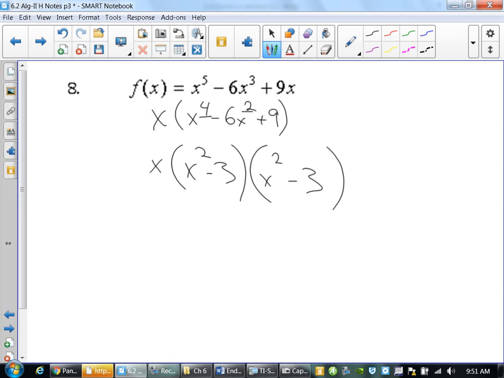So I set all of these equal to 0, and I'm going to get x is 0. For this one, x is going to equal plus or minus root 3. And for this one, x will wind up equaling plus or minus root 3. Which means I have 5 possible zeros, but I really only have 3 of them because 2 of them have multiplicity. 2 of them are repeated.